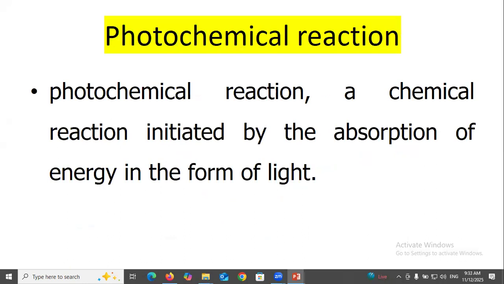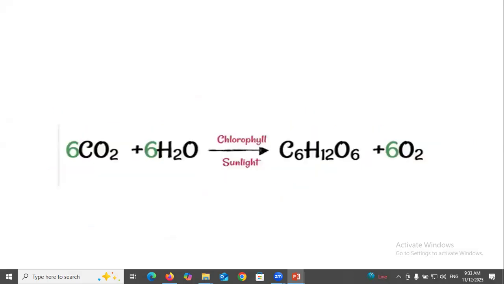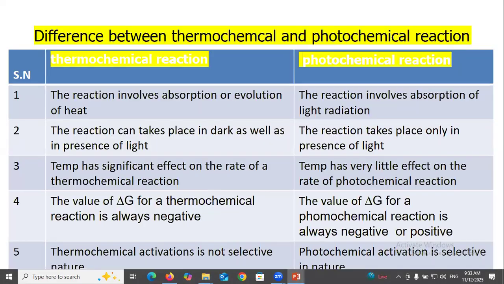A photochemical reaction is a chemical reaction initiated by the absorption of energy in the form of light. Carbon dioxide and water react and produce glucose in an endothermic reaction. In the presence of light, it produces glucose.